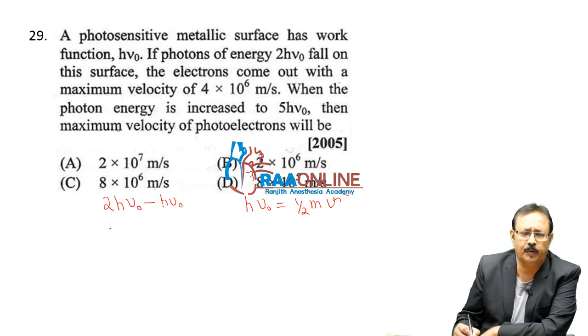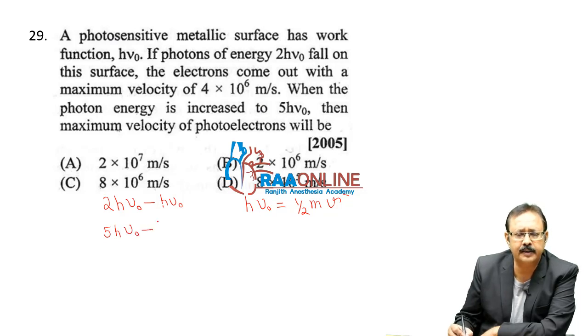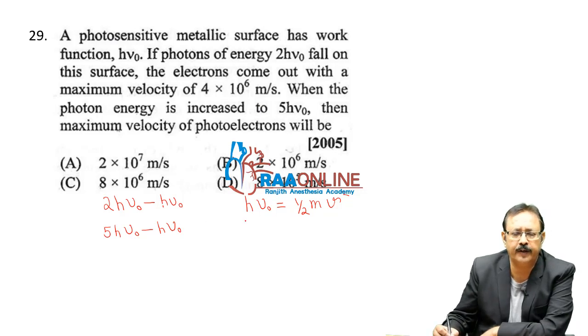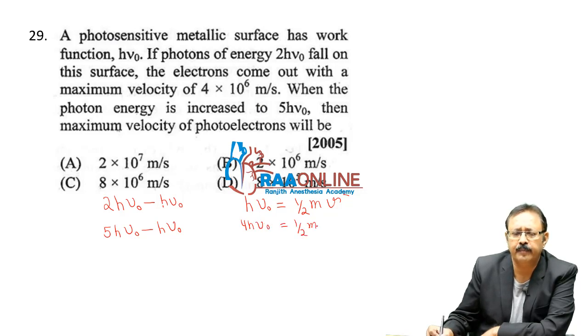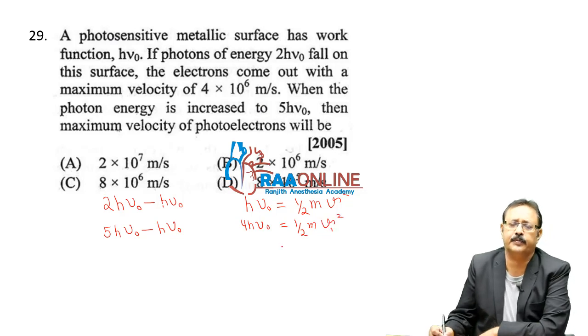What are you doing now? Now you are sending a photon of 5 h nu naught. Again the metal is same, it will use h nu naught to bring the electron to the surface. Now 4 h nu naught will supply kinetic energy. Electron is same but velocity will increase, so I am denoting it now by v1 square.